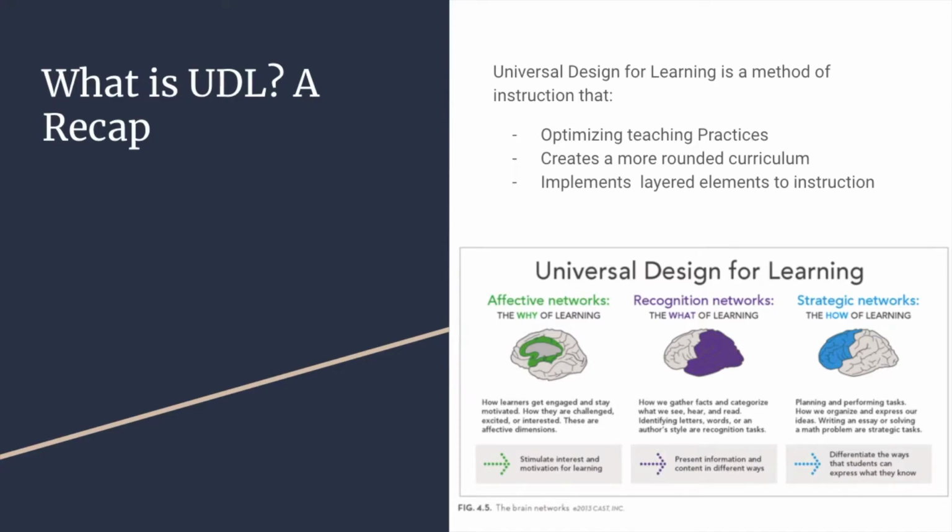Just a little recap of what UDL is. Universal Design for Learning is a method of instruction that optimizes our teaching practices. It creates a more rounded curriculum, gives us a lot of different elements that we can use, and we can give it more tiered instruction. It creates layers to what we are already doing. As you can see right here, we have a little graphic of what UDL is.